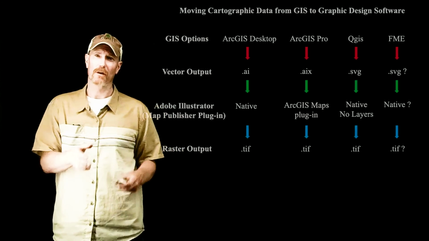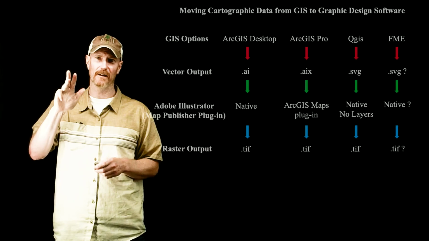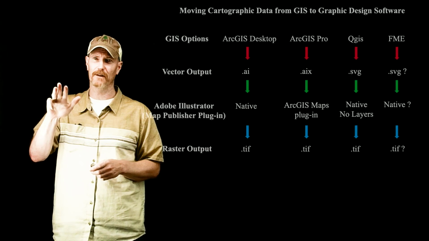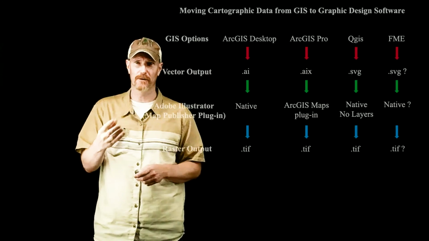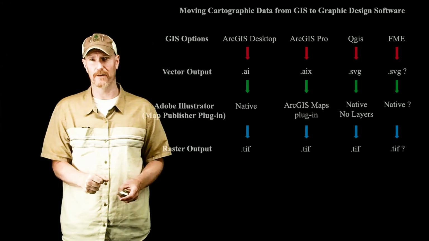Raster output, so our vectors and our rasters are totally separate. Our vectors are points, lines, polygons, and type all come out as vectors. Okay, but our shaded relief or our land cover or any raster that we have is a totally different export out of the GIS software.